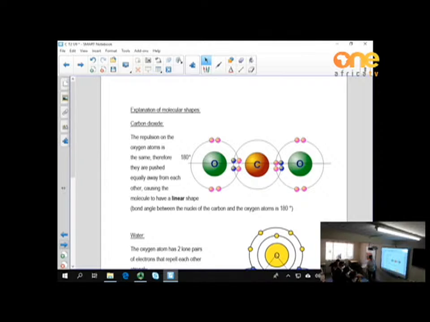Now, what is important is that carbon forms the center atom. We have two bonding pairs there, two bonding pairs there, and no lone pairs. We will find that the repulsion on both sides of the center atom is the same, and it will push the angle between the oxygen, carbon, oxygen into a straight line. So the repulsion of the oxygen atoms is the same. Therefore, the bond angle is 180 degrees, forming a linear shape. Very important, the name of the shape.